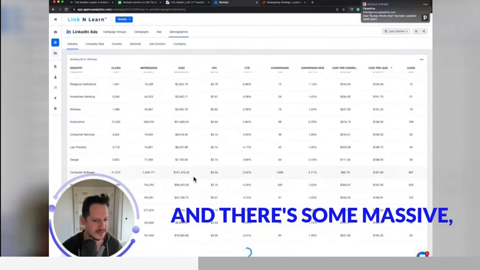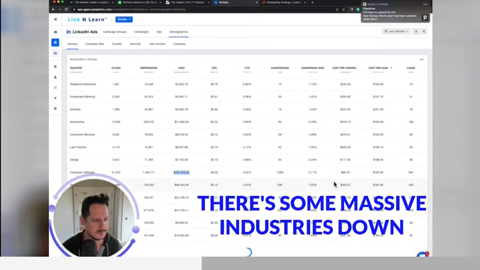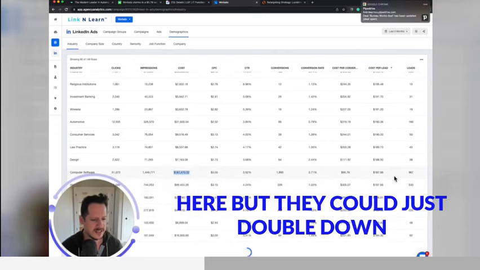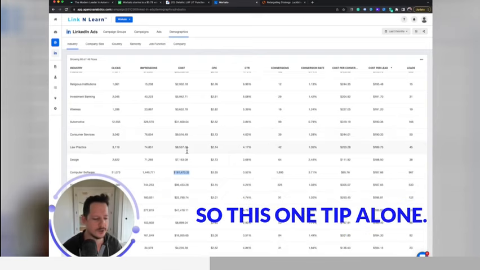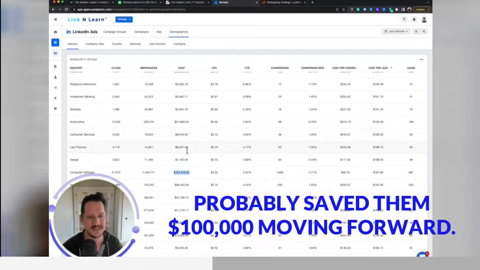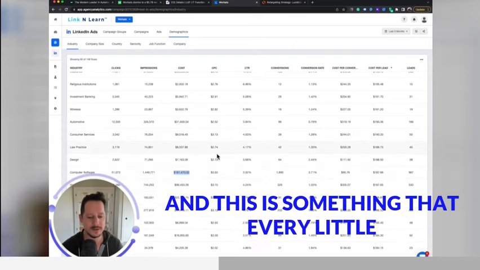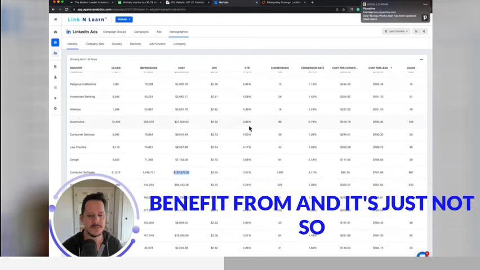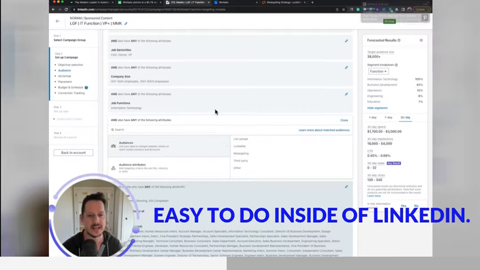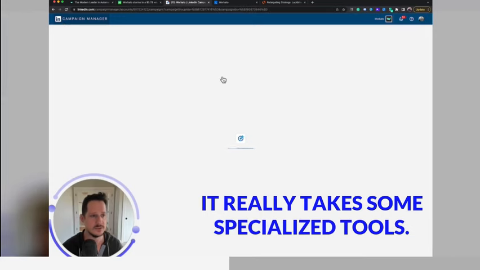And there are some massive industries down here that they could just double down on. They don't need all that excess. So this one tip alone probably saves them $100,000 moving forward. And this is something that every small or middle-sized company could benefit from. It's just not so easy to do inside of LinkedIn. It really takes some specialized tools.